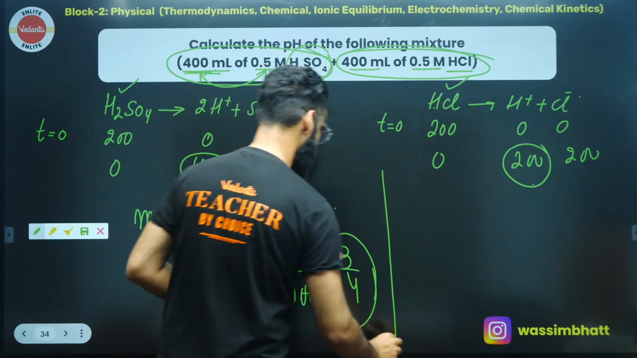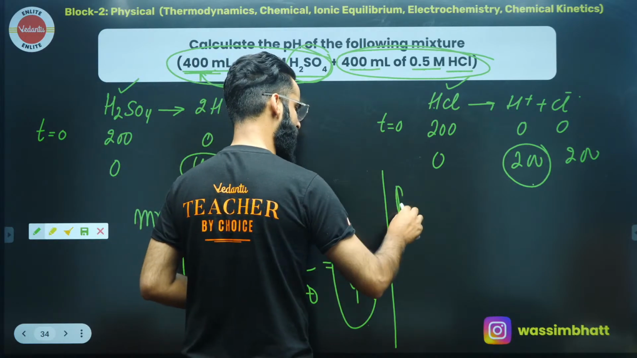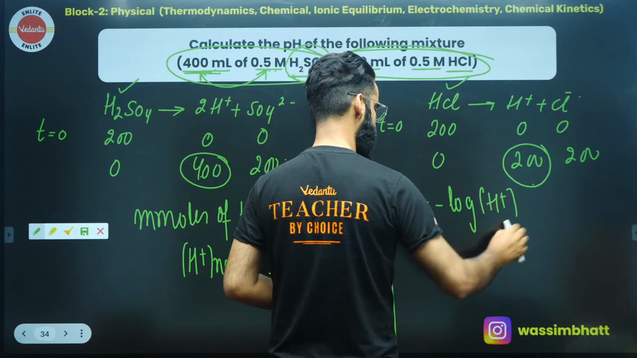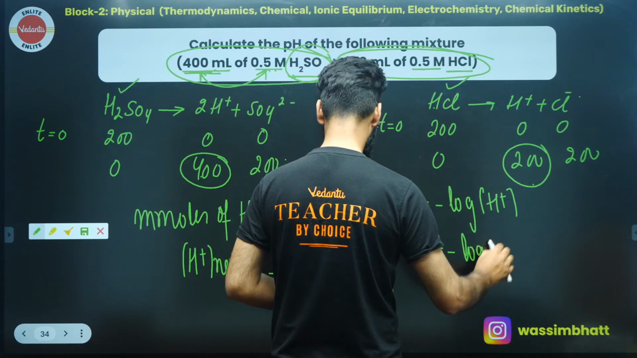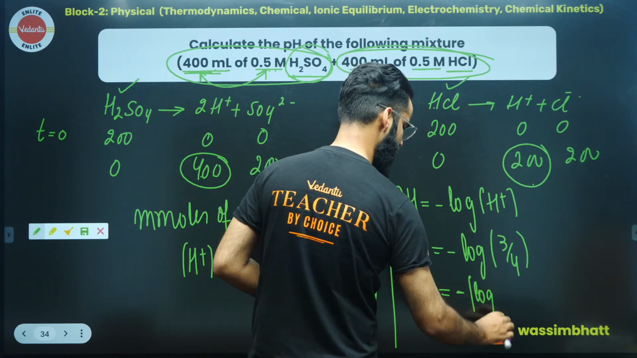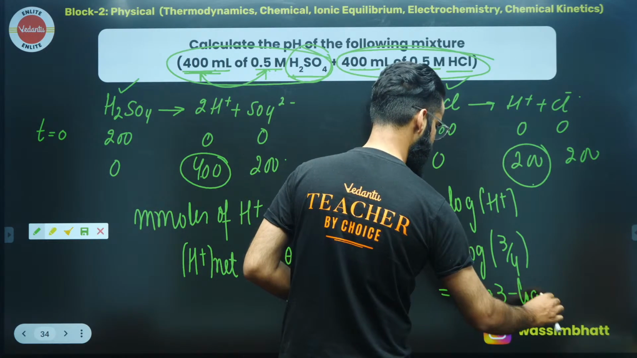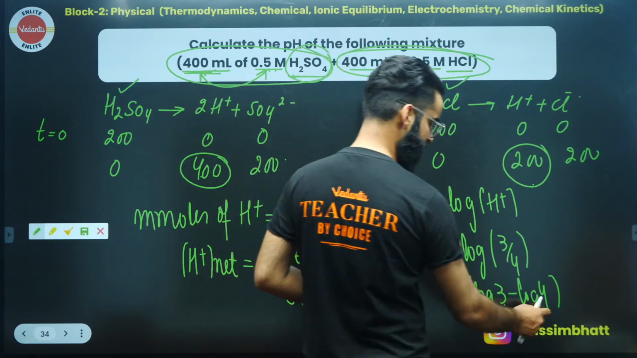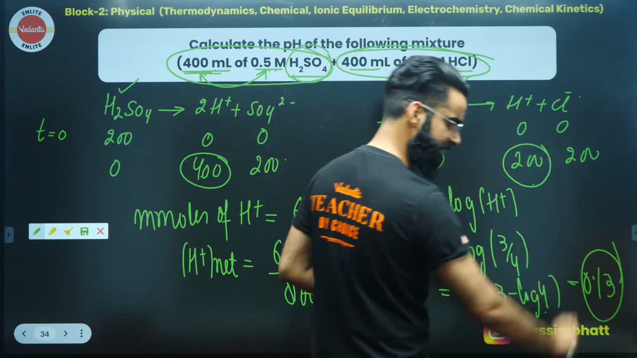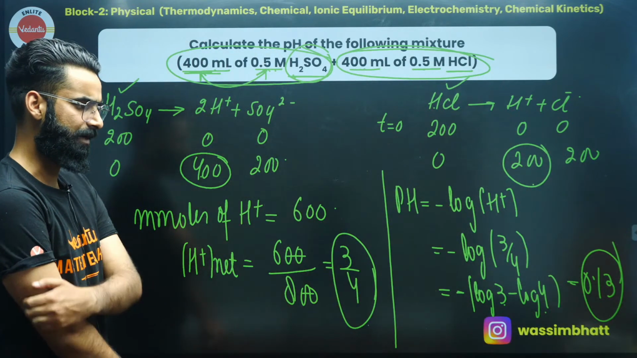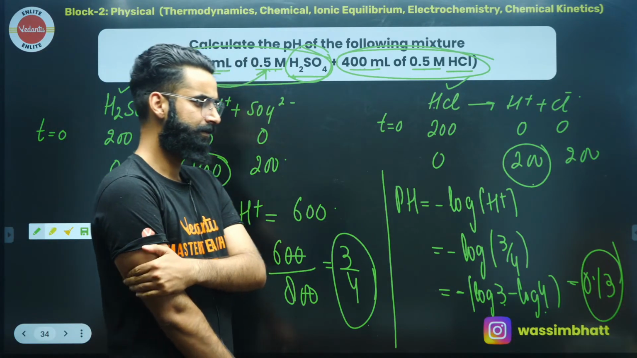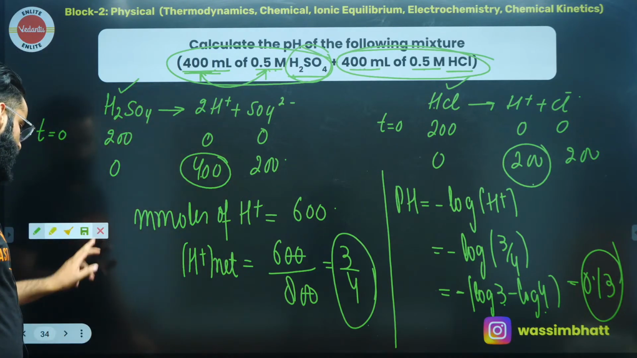Once you get the net H positive ion concentration in the container, you can easily calculate the pH of the solution. It's going to be minus log of H positive ion concentration, which is 3 by 4, right? So it's going to be minus log of m by n, which is log of m minus log of n. Perfect. Log of 3 is 0.47, this is 0.6, so the value comes out to be 0.13. So this is the resulting pH of the solution which we were supposed to calculate. I hope it's clear to everyone. Yes? So do remember the approach from now onwards.